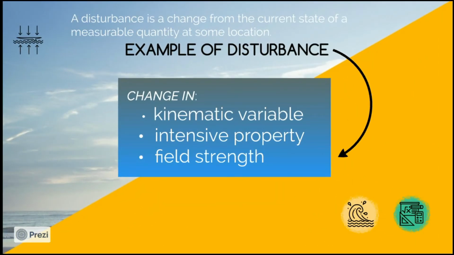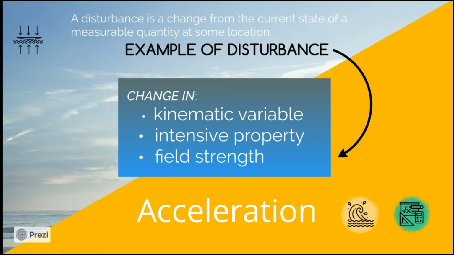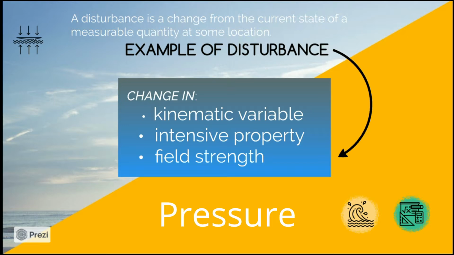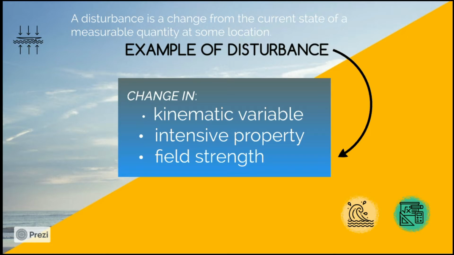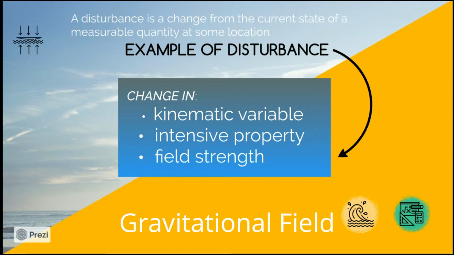A disturbance is a change from the current state of a measurable quantity at some location. A disturbance has examples, which are change in kinematic variable like position, velocity, or acceleration. Second is change in intensive property like pressure, density, or temperature. And last is field strength, that can be in the form of electric field, magnetic field, or gravitational field.